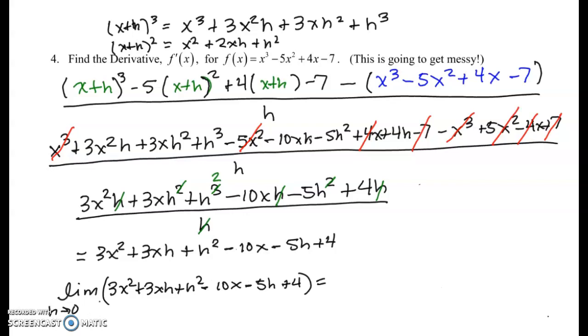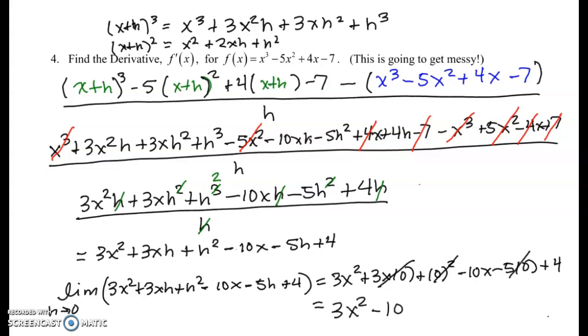So now we find the limit. We're going to put 0 in for each of our h values. And again, what's going to happen when you put 0 in? Each of those terms that have h in them are going to become 0. So this becomes 0, this becomes 0, this becomes 0. So our answer is 3x squared minus 10x plus 4, and that is our derivative.